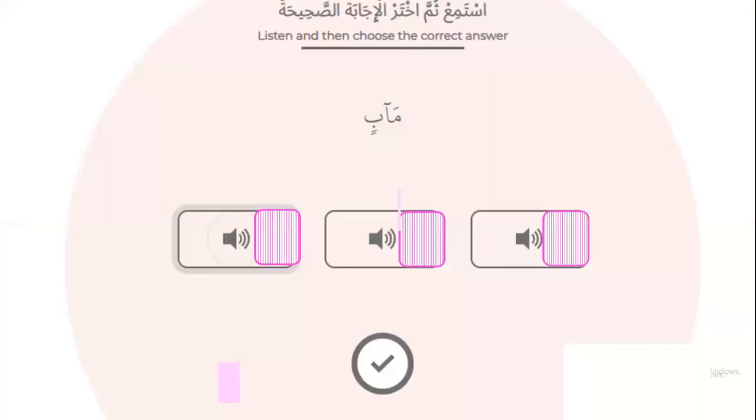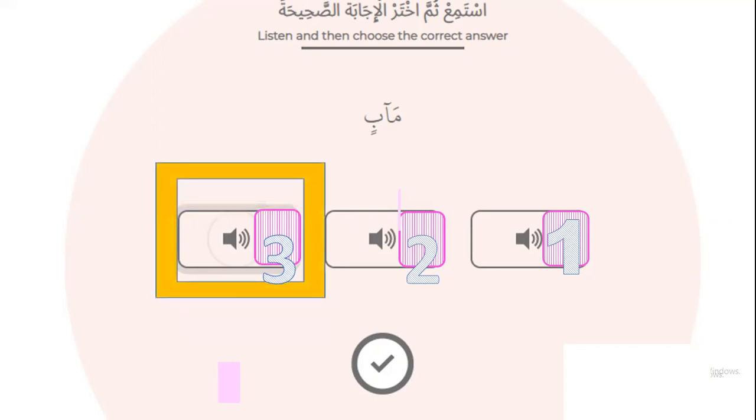Please look at the word and listen to the sounds. The first sound, ma'bin. The second sound, ma'abun. The third sound, ma'abin. Which one is right? The third sound, ma'abin.